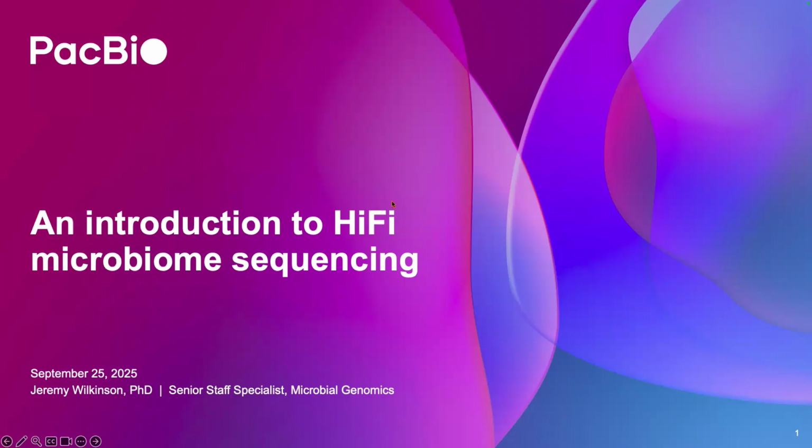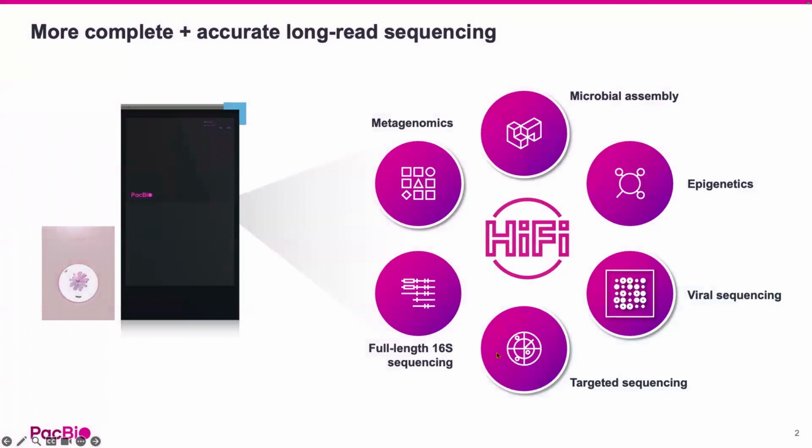All right, so I'm going to give a brief introduction to HiFi sequencing and specifically to microbial genomics and microbiome sequencing. PacBio HiFi sequencing produces sequence reads that are both long and highly accurate. So this is more complete and accurate long read sequencing. With these highly accurate long reads, we can enable a broad range of applications for human, microbial, plant, and animal on both our Vega benchtop system, which is the one there on the left, and the Revio high throughput system, which is the one on the right.